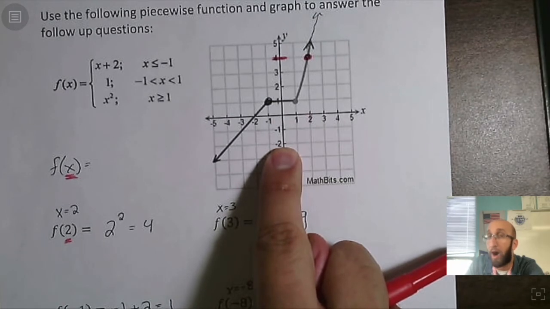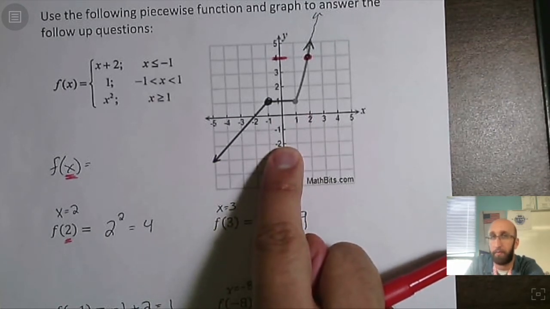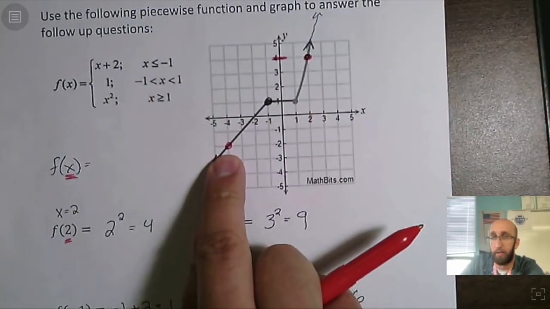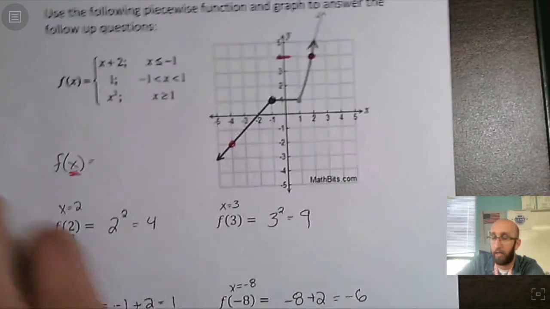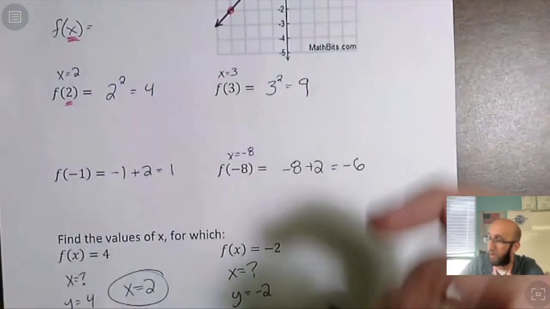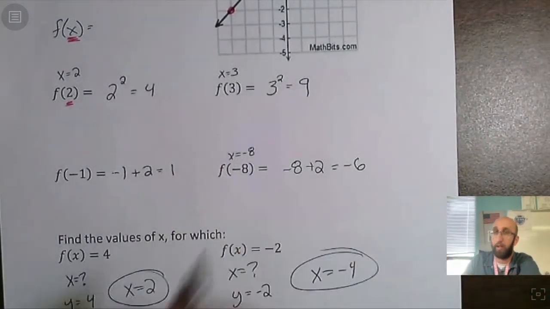So we started with the y, find our graph, find the x. So there's our y of negative 2. Our graph is over here. We just need to find the x value associated with this, which is negative 4. So my x value is negative 4.